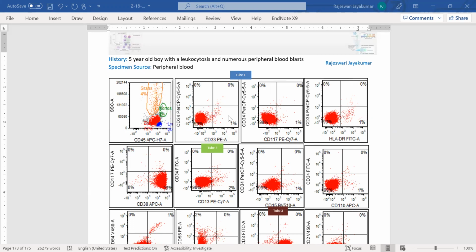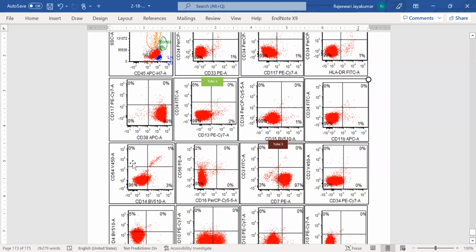In the CD34 versus 33 plot, the blasts are negative for both 34 and 33. They're negative for 117. They're negative for HLA-DR. They're positive for CD38, negative for CD13, negative for CD15, negative for 11B, negative for 14 and 64. So there is a small population which is positive for both 14 and 64. This could be contamination with the monocytes or because of their shape, it could even indicate that these are debris, but I don't see a similar shape in the other plots, so possibly they are just monocytes.